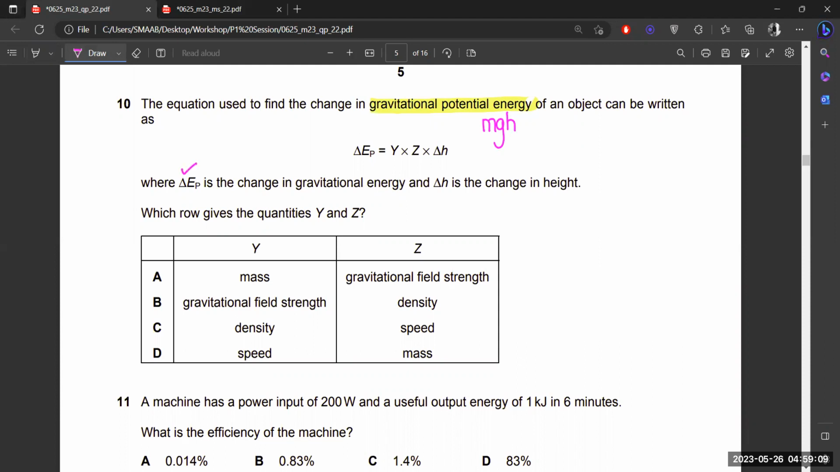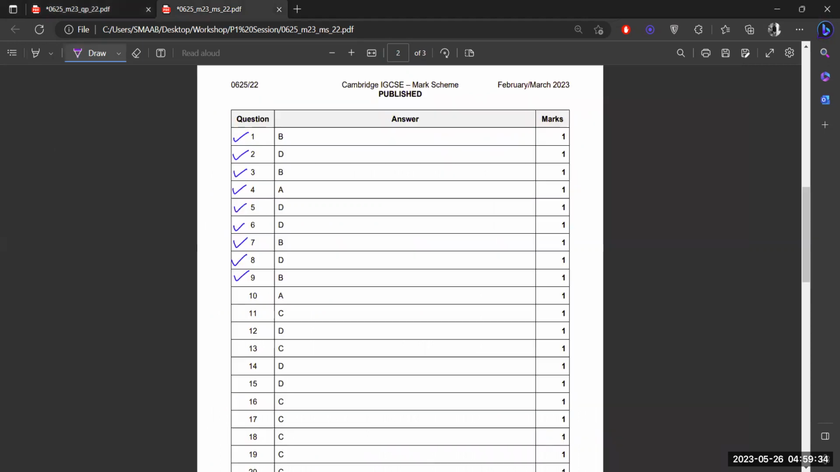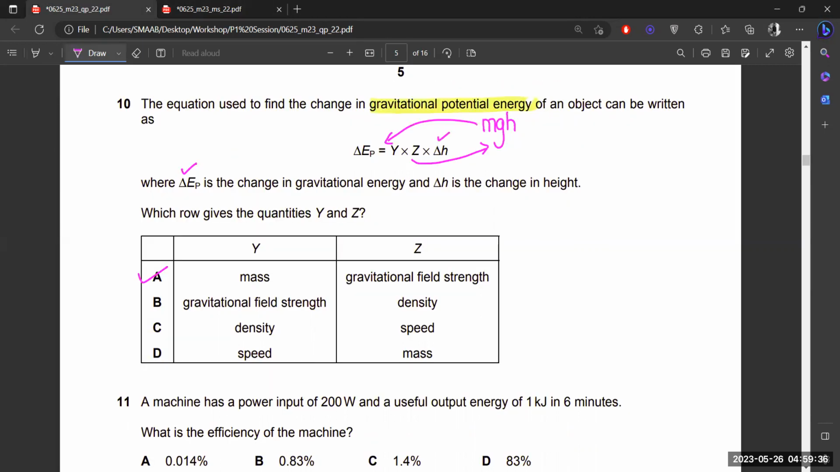EP is the change in gravitational potential energy, okay. And which row gives the quantity Y and Z? So we know the formula mgh. H is already mentioned, M and G are missing. So Y is mass and Z is gravitational field strength, that is simple, M and G. So it means option A for question number 10. Yes, that's right.